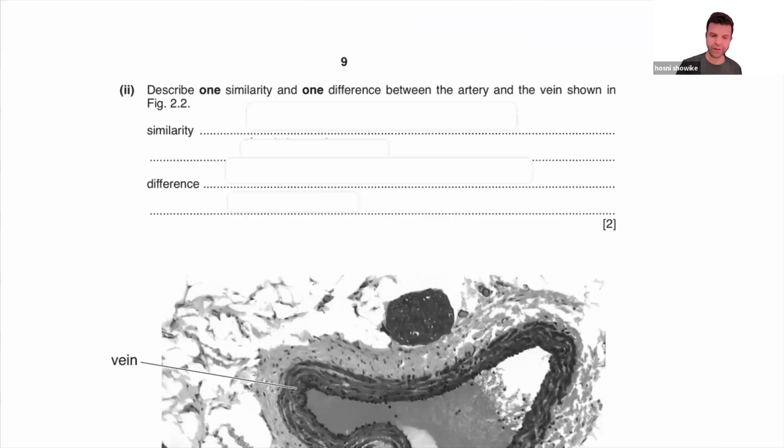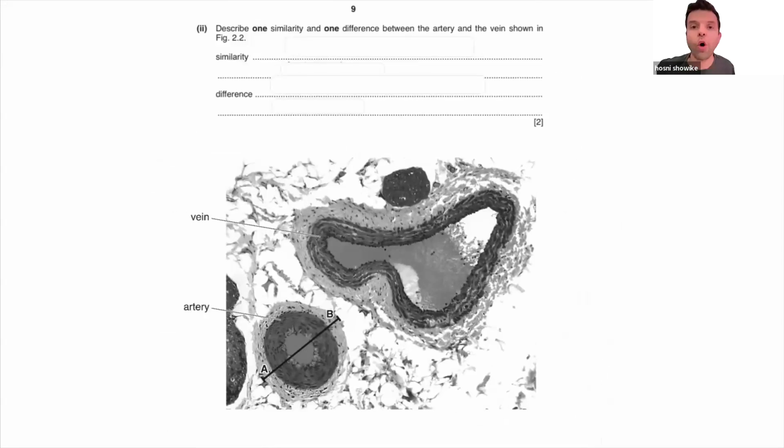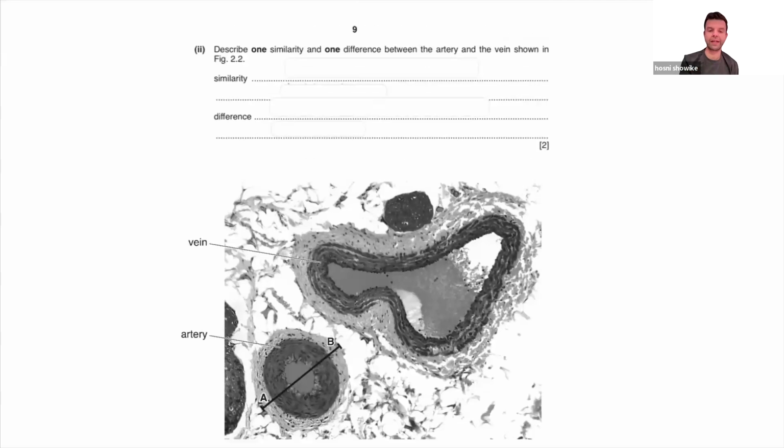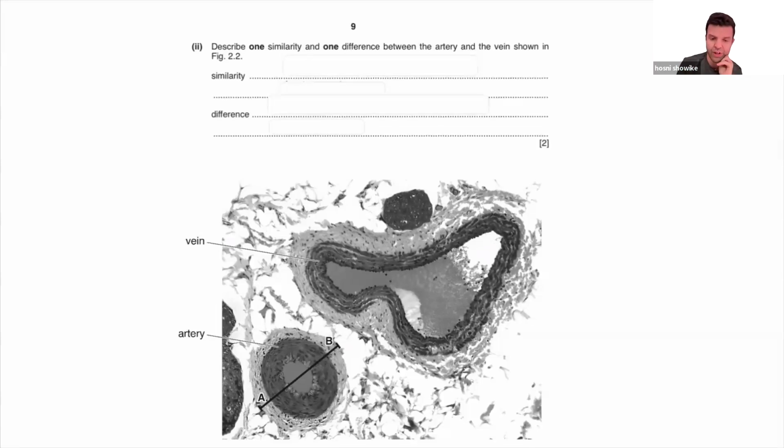Here they said, describe one similarity, one difference between the artery and the vein. So again, here you're only meant to see visible similarities. You're not going to talk about valves. You're not going to talk about pressure. You're only meant to talk about what you see here. You don't mention oxygenated, deoxygenated blood because none of these things is visible.